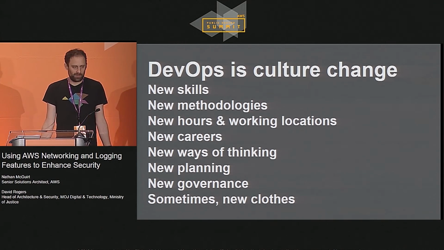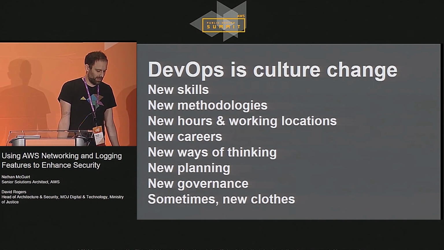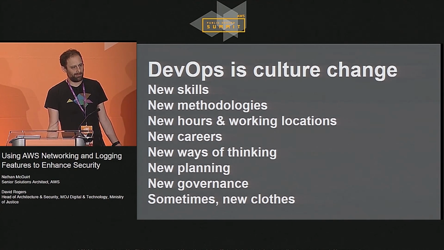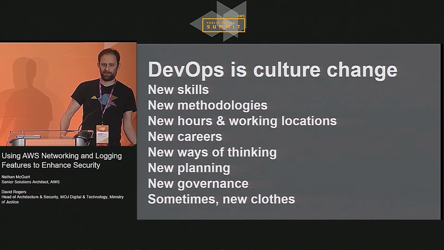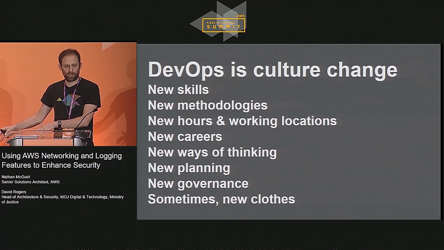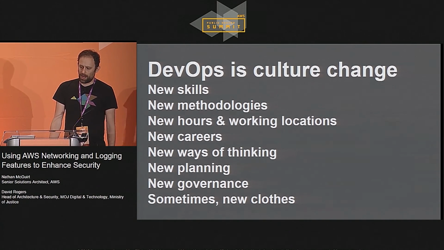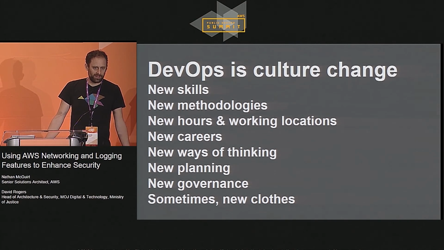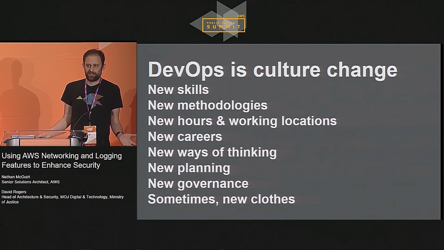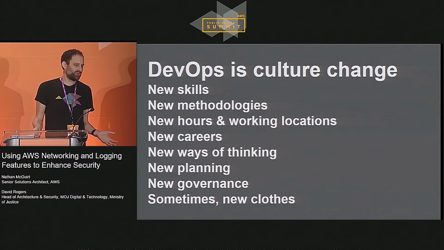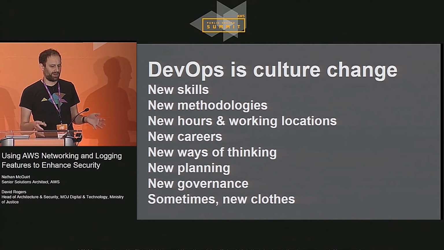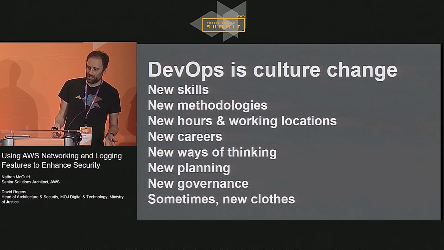People might have to start working new hours and new working locations. A developer that used to go home at 6 p.m. might be asked to come in the evening and support the application, where they wrote the line of code that caused the problem. There are new careers. In the Ministry of Justice, we've got new careers, things like ethical hackers, things like web ops engineers, which is a new skill set focused around infrastructure automation.